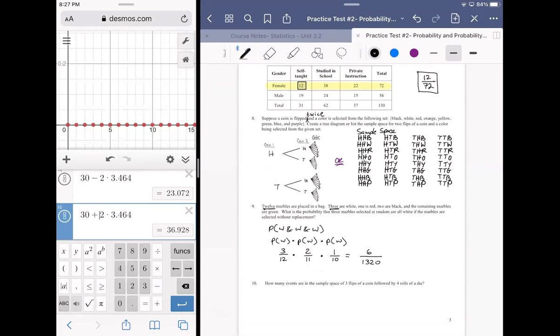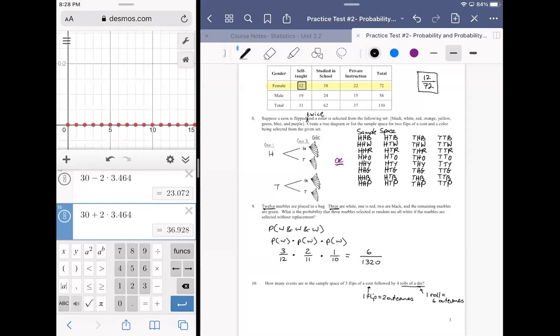All right. And then the last question, how many events are in the sample space of 3 flips of a coin followed by 4 rolls of a die? That goes way back to the beginning of the unit. So all you'd have to do is take the number of outcomes for the flip of a coin. So 1 flip equals 2 outcomes. And then the number of outcomes for 1 roll of a die. That's 6 outcomes.